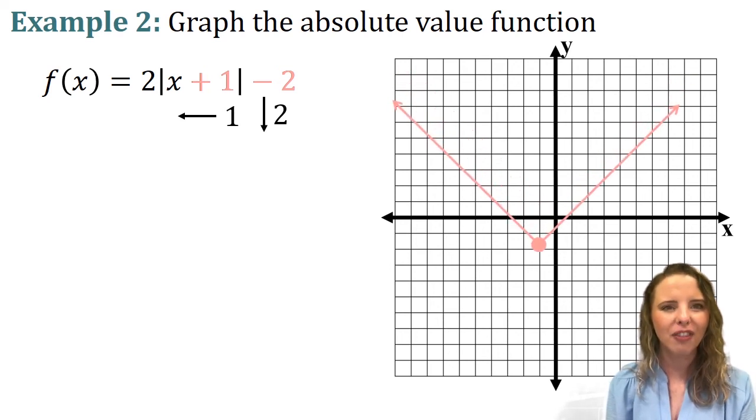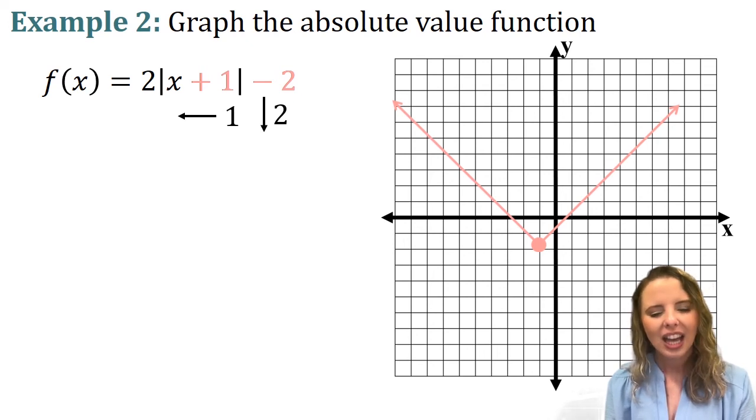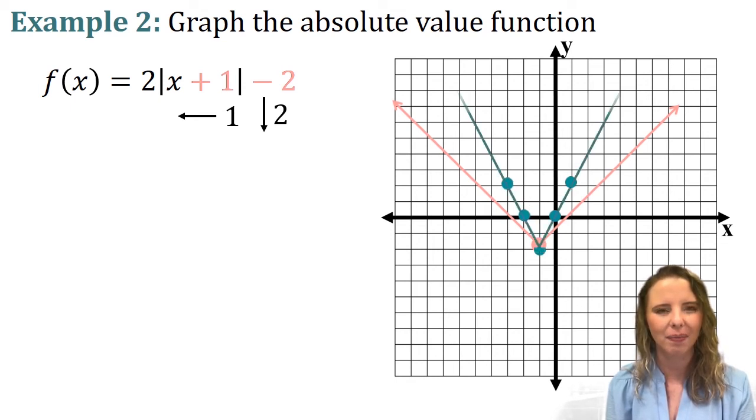But what part of our function have we not addressed? The slope of 2. So instead of going up 1, right 1 and up 1, left 1, we need to go up 2, right 1, up 2, right 1. And with this being symmetrical to the vertex, we also need to go up 2, left 1 and one more time, up 2, left 1.